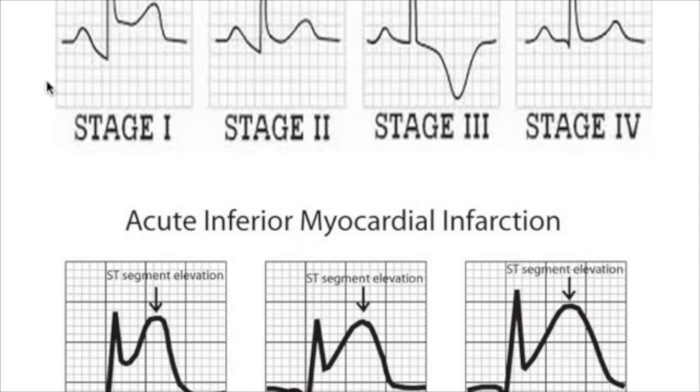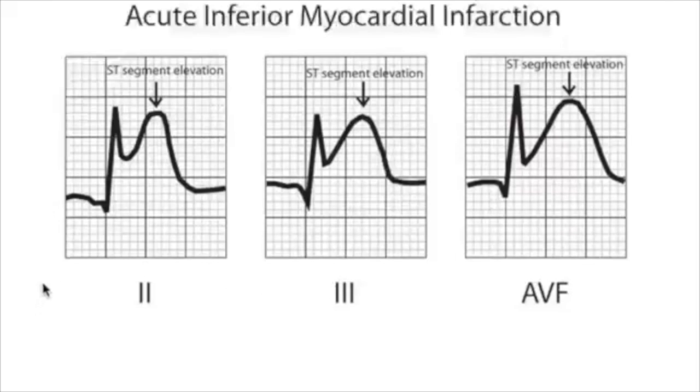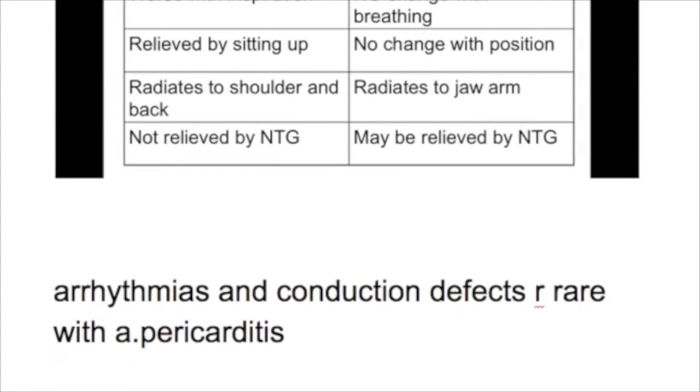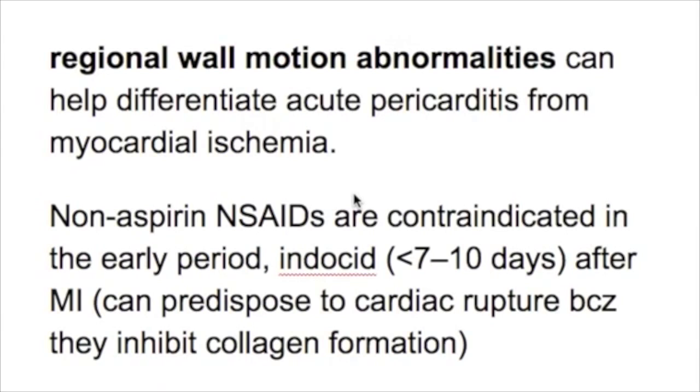Also there are no Q waves later on, but there are Q waves in acute myocardial infarction later. And also the arrhythmia and conduction defects are rare with acute pericarditis. So what is the importance of echocardiography in acute pericarditis? Regional wall motion abnormalities help to differentiate acute pericarditis from coronary artery disease and myocardial ischemia.